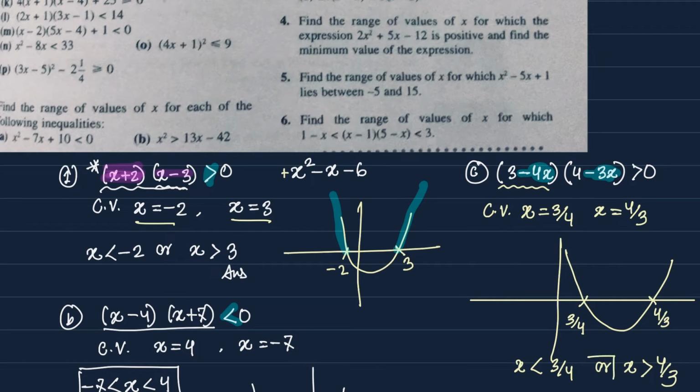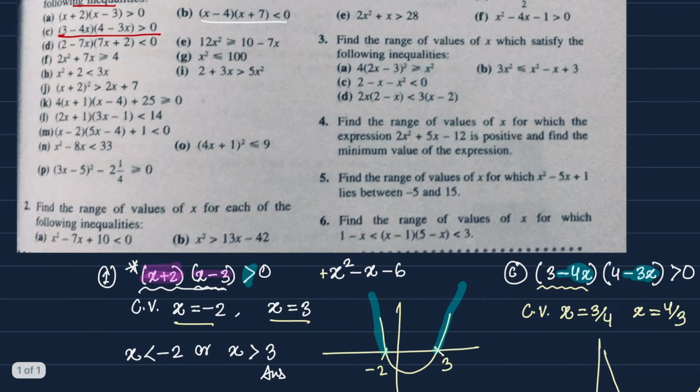Why do we write or here? Because x cannot be simultaneously less than 3 by 4 and more than 4 by 3. So x has to be either less than 3 by 4 or x has to be greater than 4 by 3. That's why we write or here.